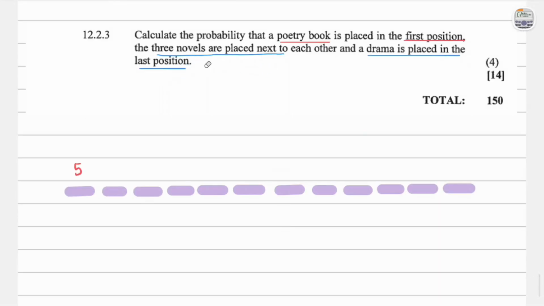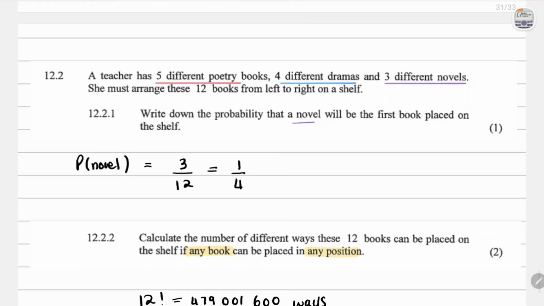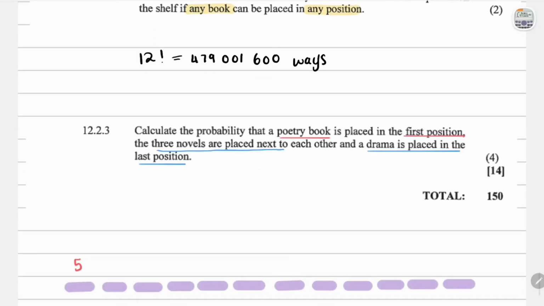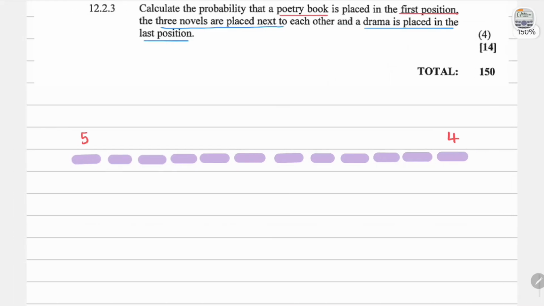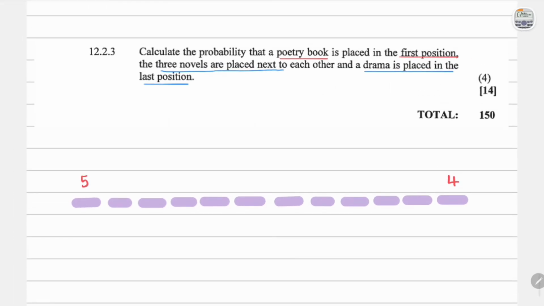And then we also know that the 3 novels are placed next to each other, okay? But there's also another placement here that we cannot change, and that's the drama. The drama must be placed in the last position. So in the last position, how many dramas are there? There are exactly 4 dramas. So it means that in the last position, there can be drama book 1, drama book 2, 3, all the way to 4. So there are exactly 4 choices of books that we have there.